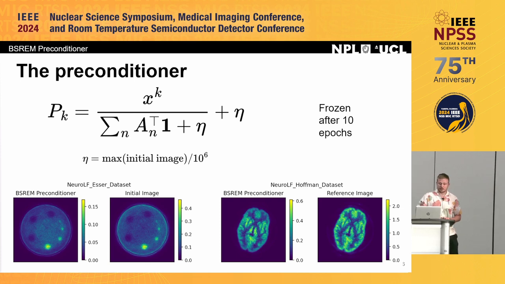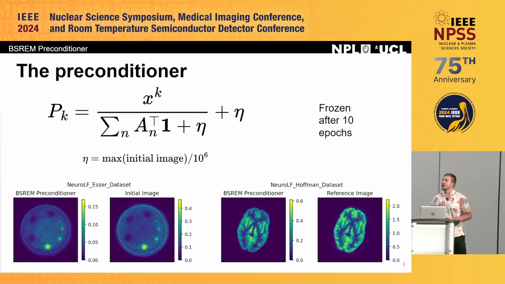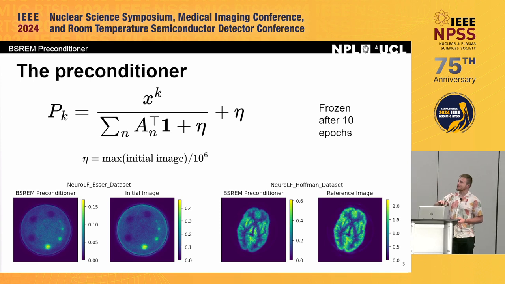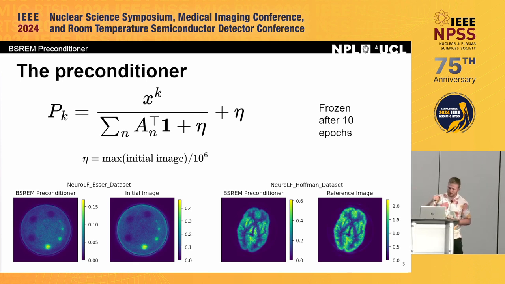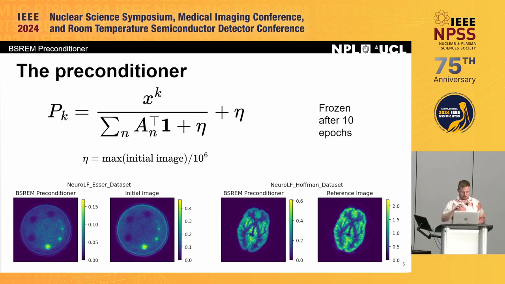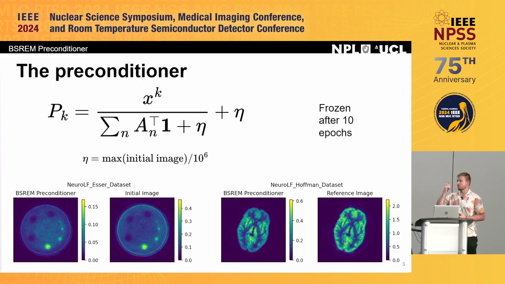We used a BSREM preconditioner, again, like Robbie used in his paper. So this is the current image divided by the sum of the sensitivity images for all your different subsets. And down here below, you can see an example of what the BSREM preconditioner looks like compared to the current image with which that preconditioner is calculated. So very similar.